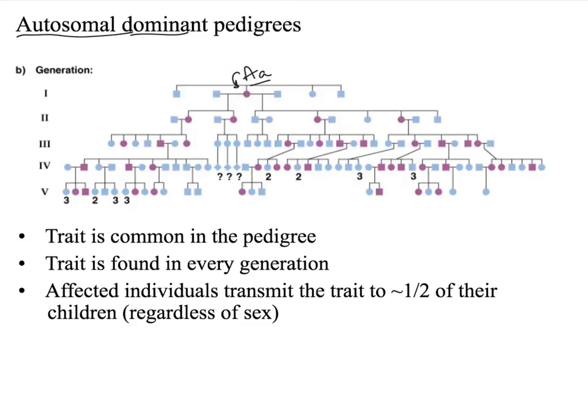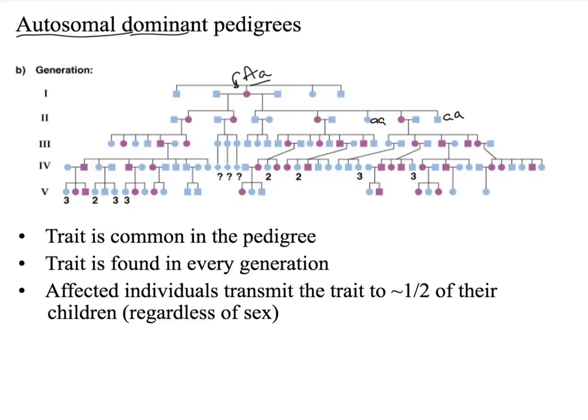Well, I know that because as I look at the children from the marriage between these two, she has some children that don't have it. Out of her 5 children, only 2 of them have it. 3 don't. So she must have a little a, because 3 of her children must be little a, little a. How do I know they're little a, little a? Because they don't have the disease. If they had the disease, they'd have to have a big A.